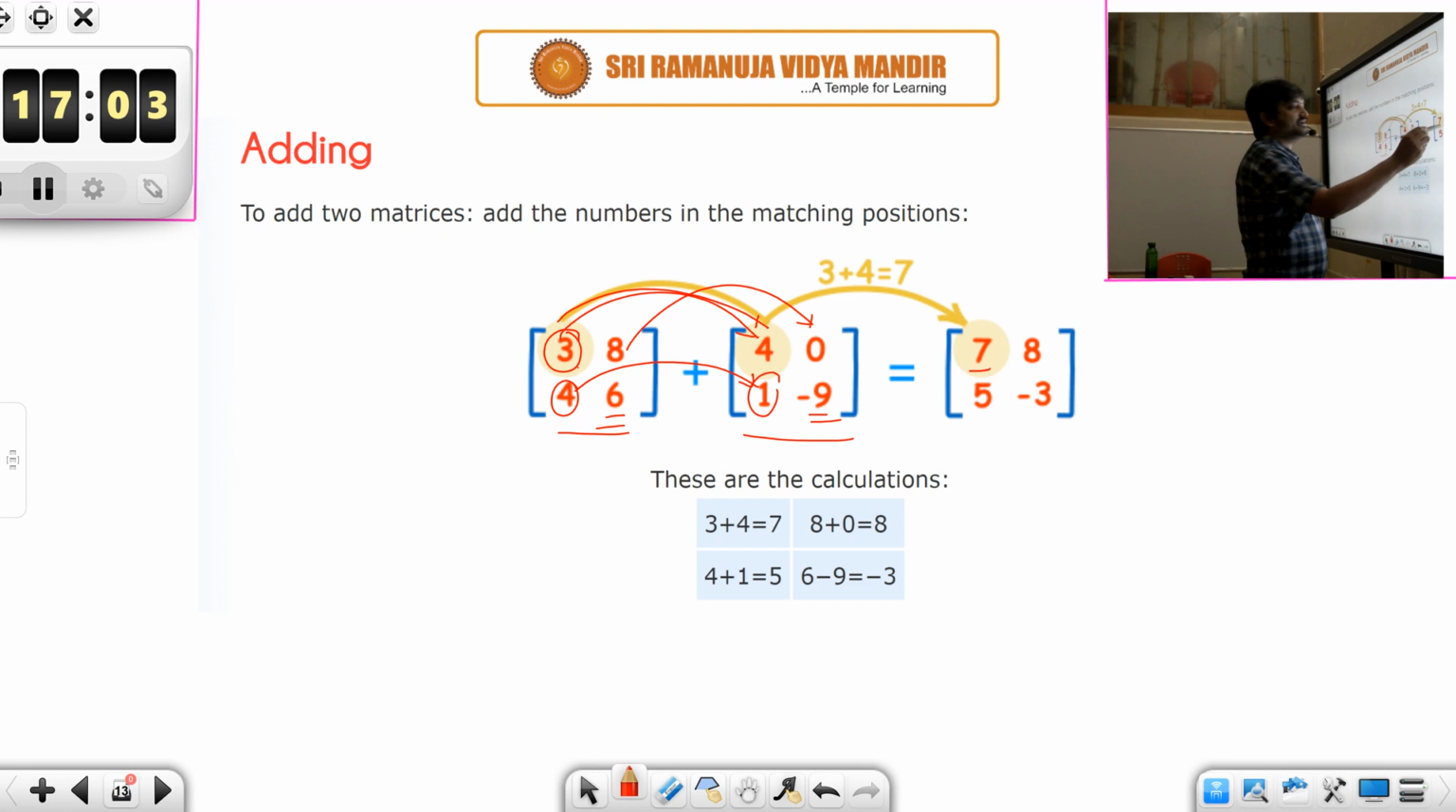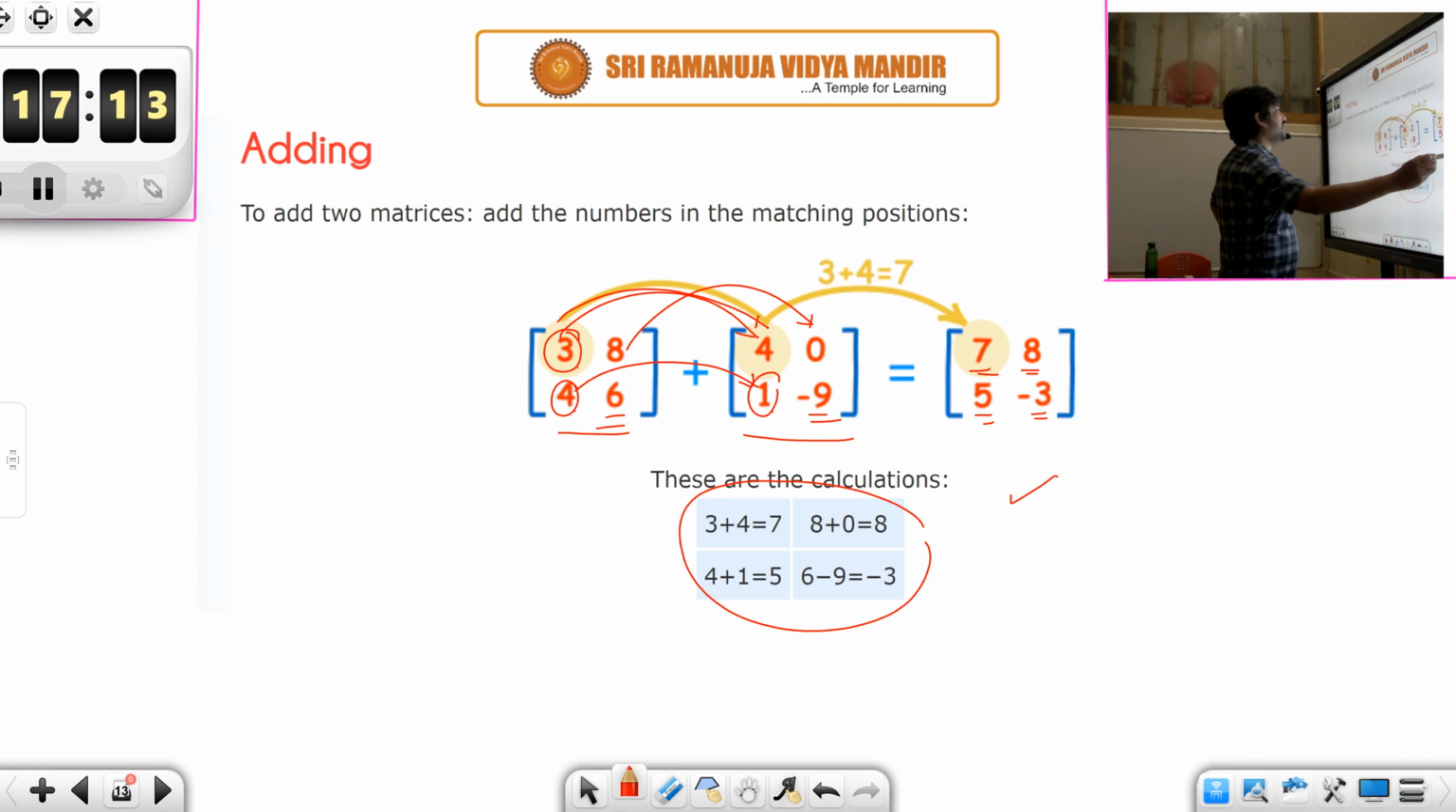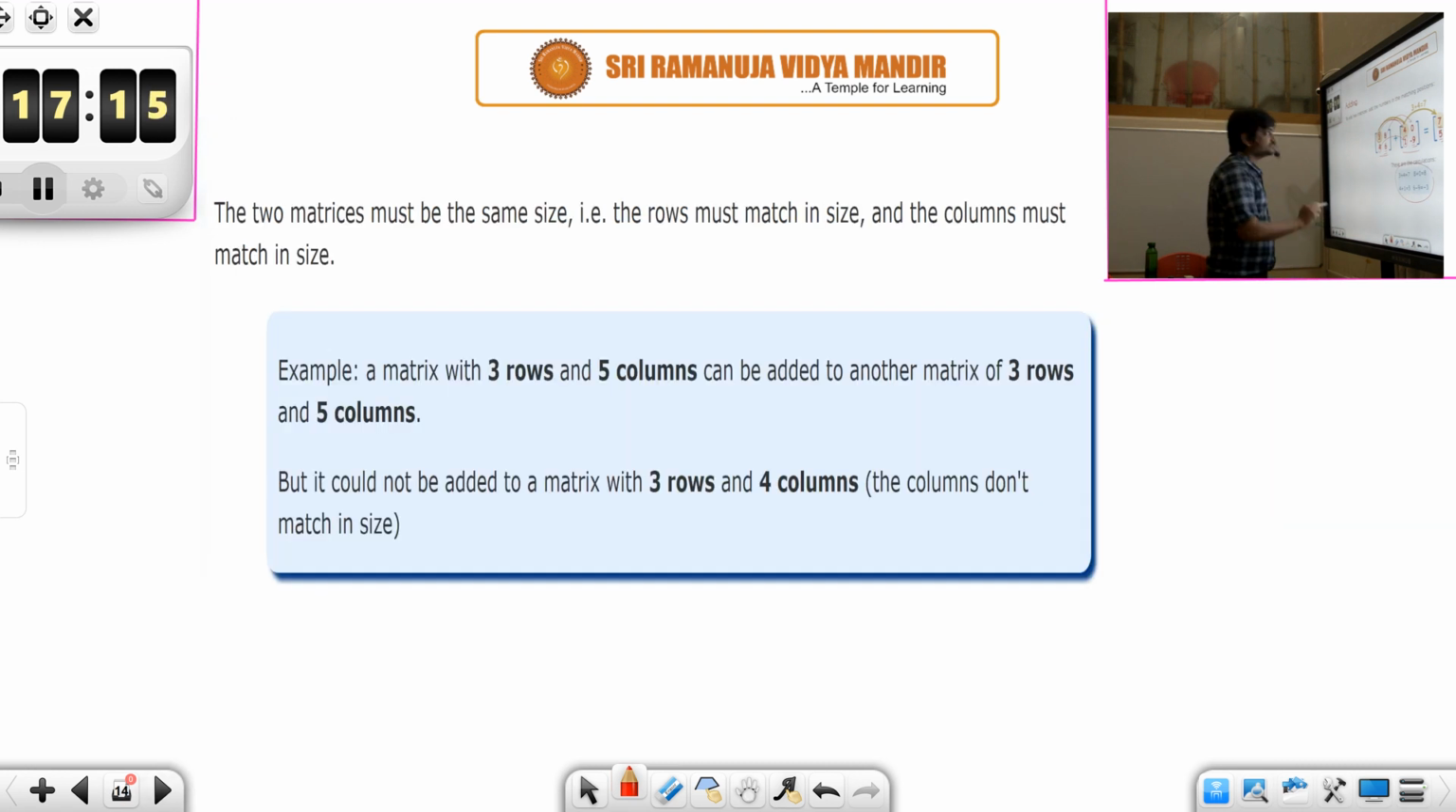So 3 plus 4 you will get 7, 8 plus 0 you will get 8, 4 plus 1 you will get 5, 6 minus 9 you will get minus 3. Okay, students, so these are the calculations. In this way you can add two matrices. And the two matrices must be of the same size. You can't add any two matrices. To perform addition, first of all, they should be of the same size.